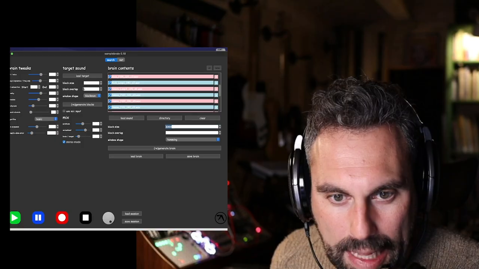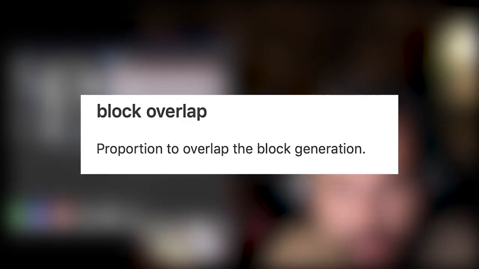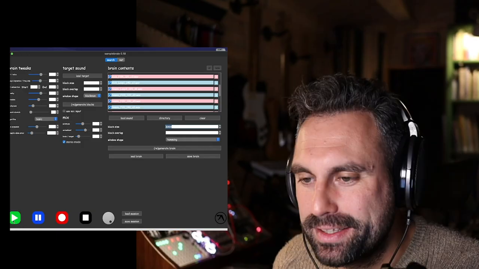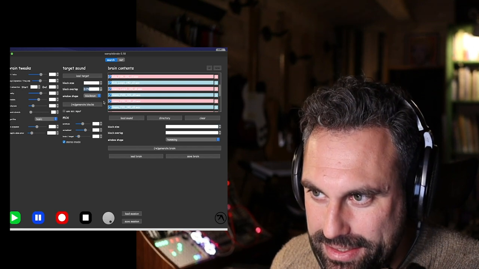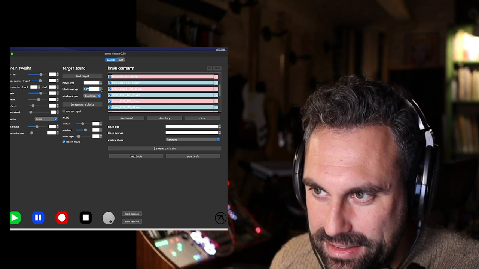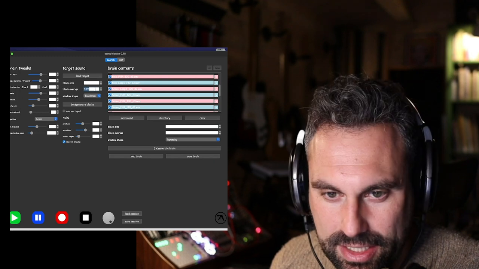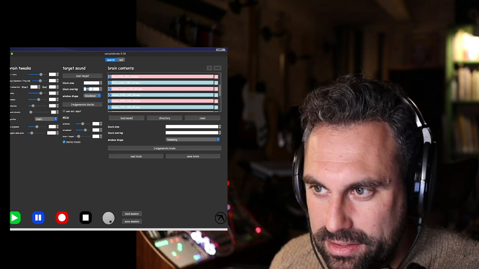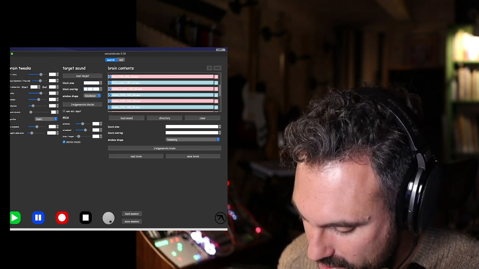Then the block overlap controls the proportion to overlap the block generation. Not sure what that means, let's have a listen. Okay, so this is a ratio essentially. Let's try and decrease it. 0.2.